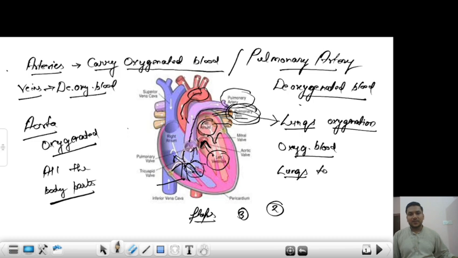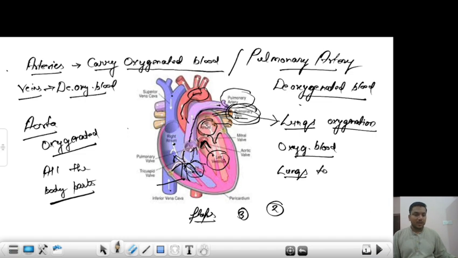Everything is clear. Here you can again revise: this is superior vena cava, this is inferior vena cava, this is aorta, this is pulmonary artery, this is pulmonary vein, this is left ventricle, this is right ventricle, this is right atrium, and this is left atrium.